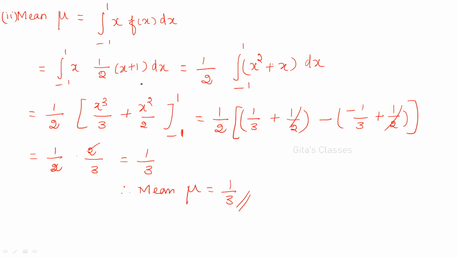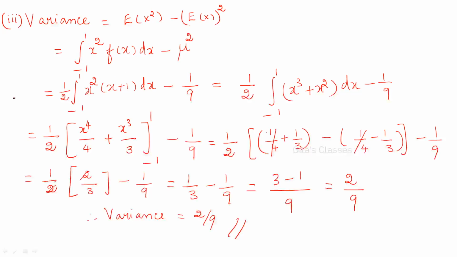Next is the mean, using the same formula as in the previous problem. The function is defined only from -1 to +1, therefore x into f of x dx. Substitute and find the value, it is 1 by 3.